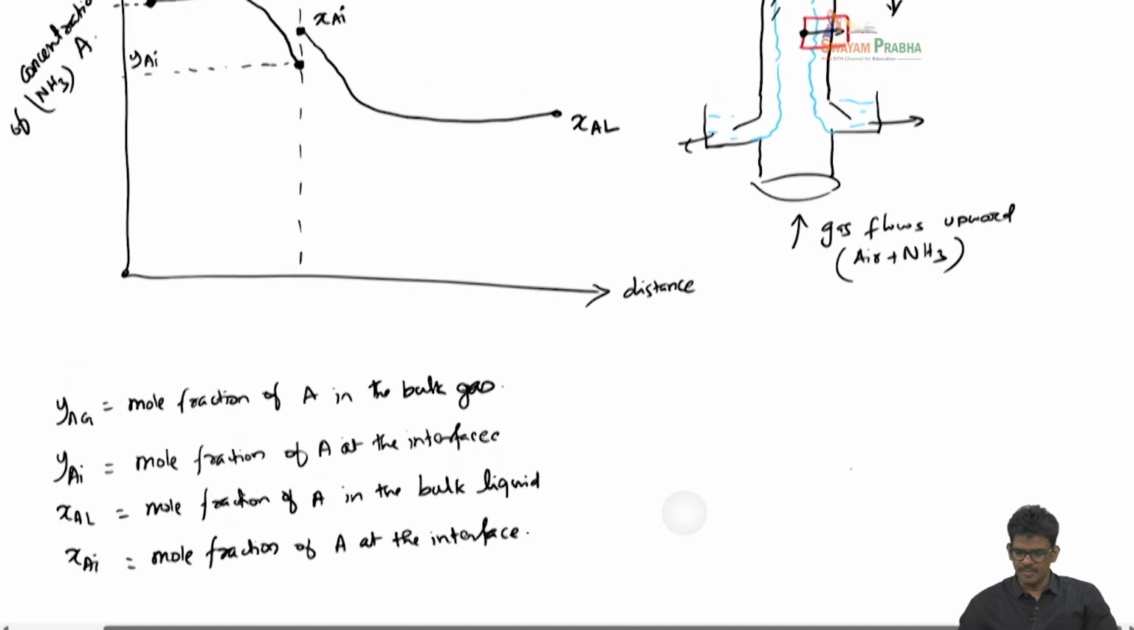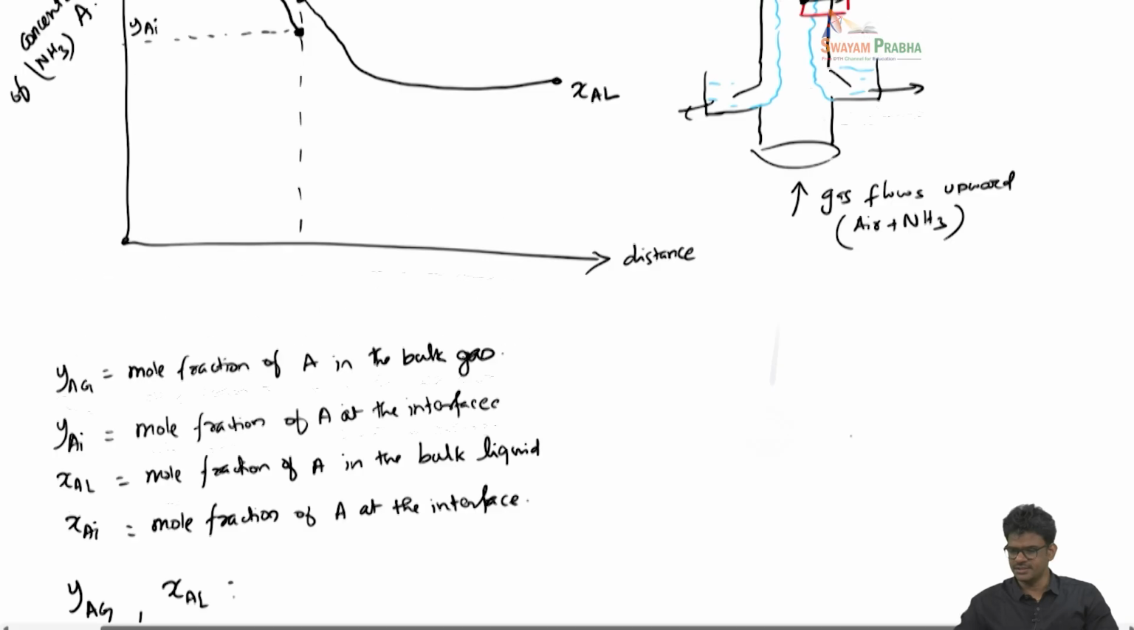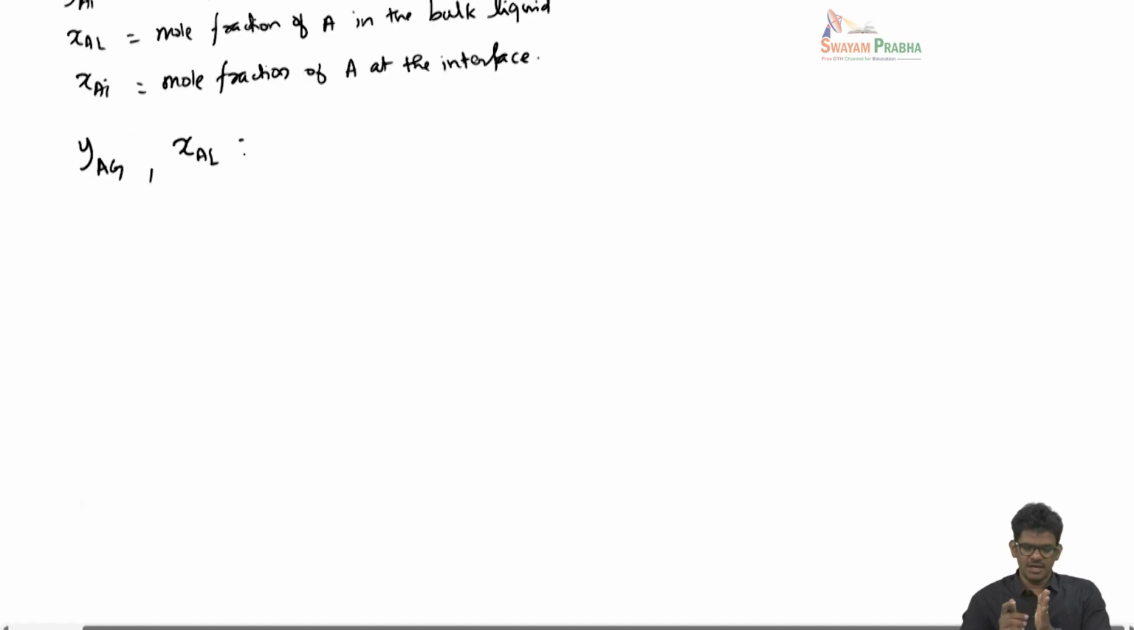Now in this case, YAG and XAL are the bulk concentrations corresponding to this particular location of the column. Okay, I'm talking about a particular location in the column. The column is operating at steady state. At this particular location, the bulk value of the mole fraction in the gas phase is YAG, and in the bulk liquid somewhere here is XAL. Now these are not at equilibrium. YAG and XAL are not at equilibrium, they are actually away from equilibrium.